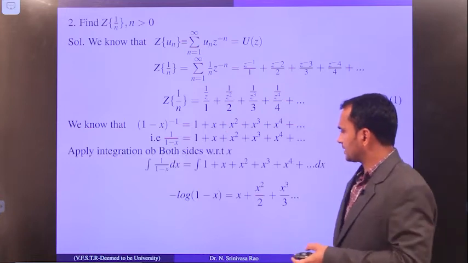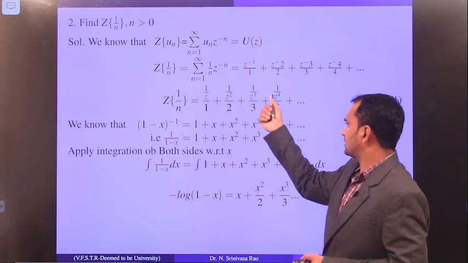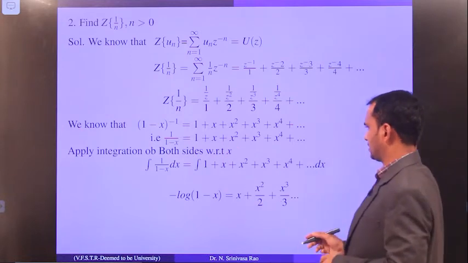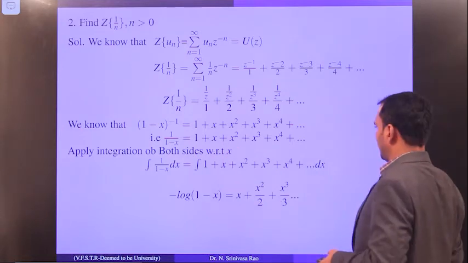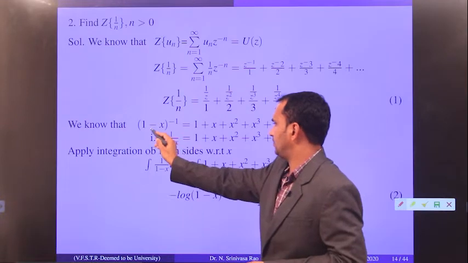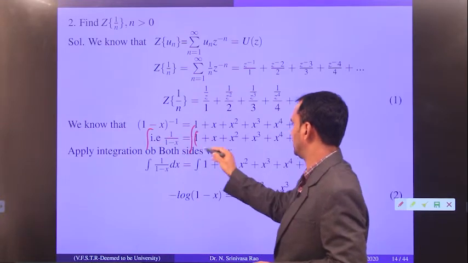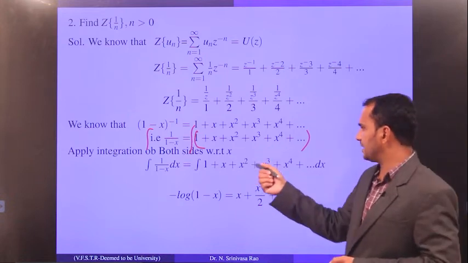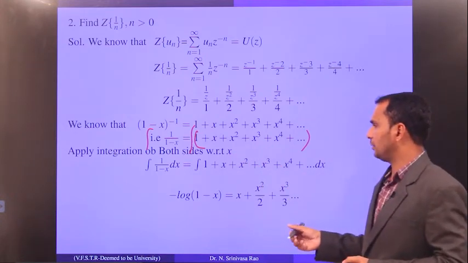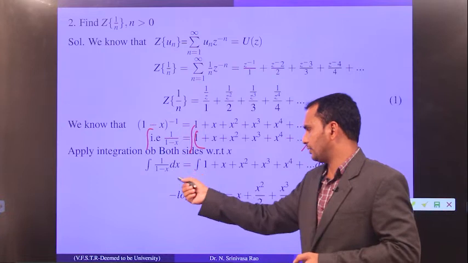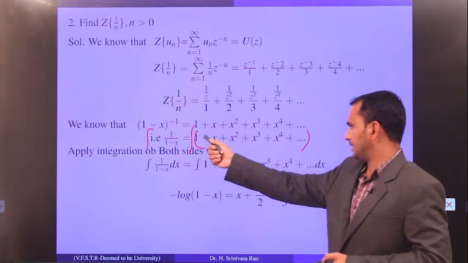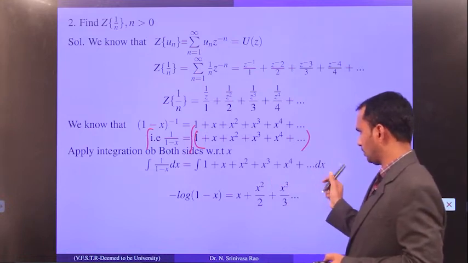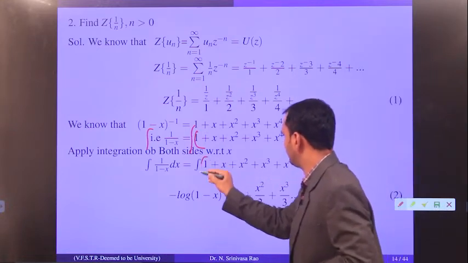For this, what you are going to do is apply integration on both sides. So if we apply integration on both sides with respect to x, what you will get is integral 1 by 1 minus x dx equals integral of 1 plus x plus x square plus x cube and so on dx.